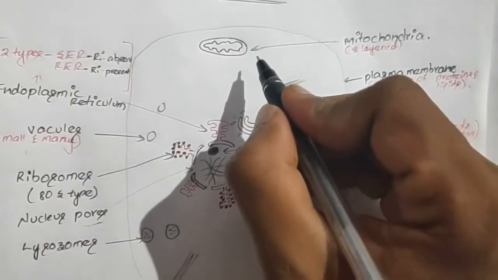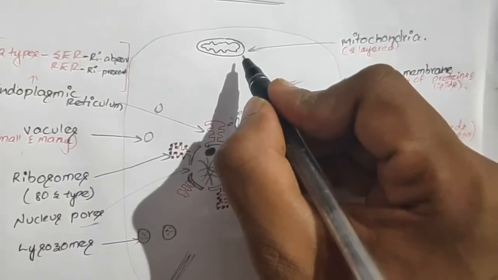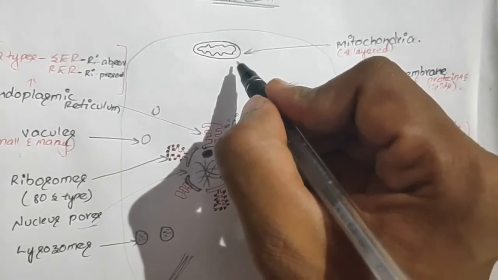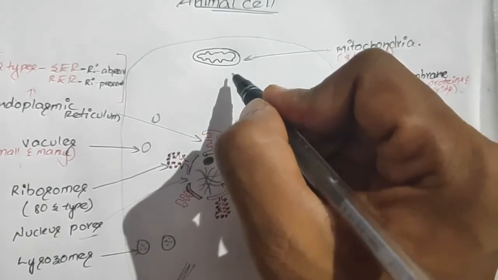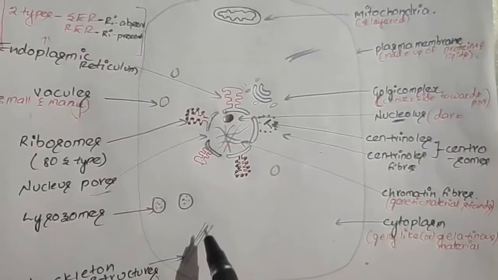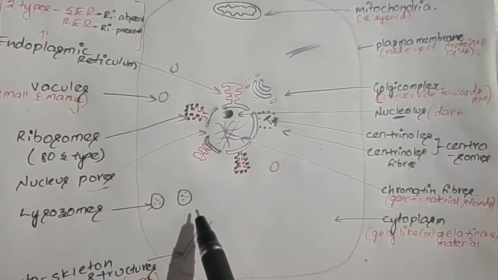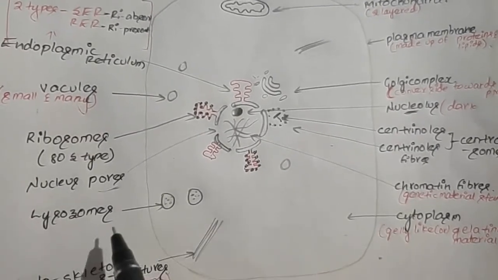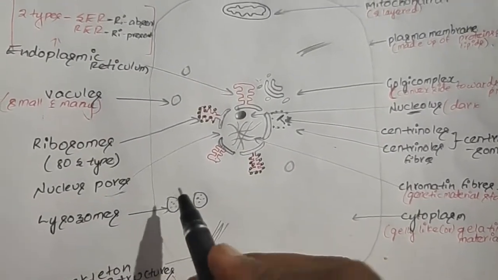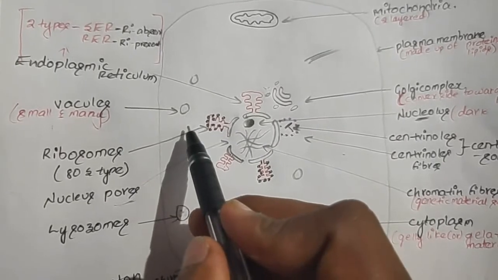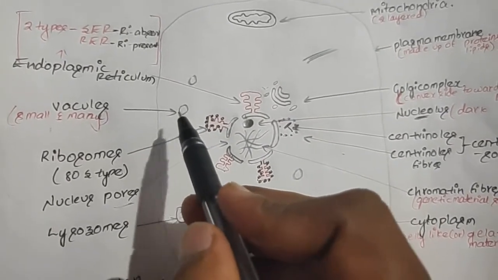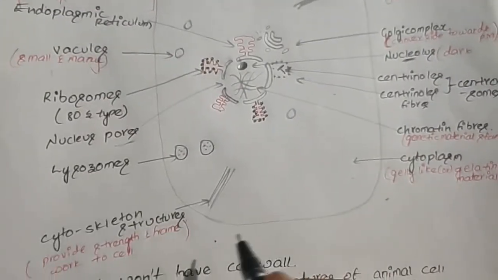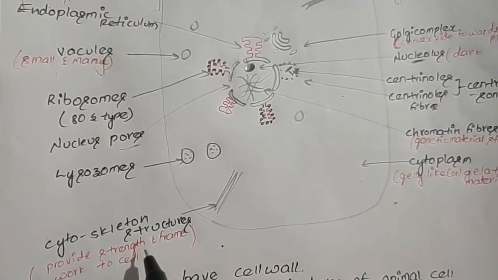The next organelle is the mitochondria. This mitochondria is a double membrane structure, and the inner membrane is folded and known as the cristae. Certain single membrane structures filled with enzymes are known as the lysosomes. Vacuoles are also present in the animal cell; these vacuoles are small, and many are present in the animal cell. In the animal cell, we can also see cytoskeleton structures.